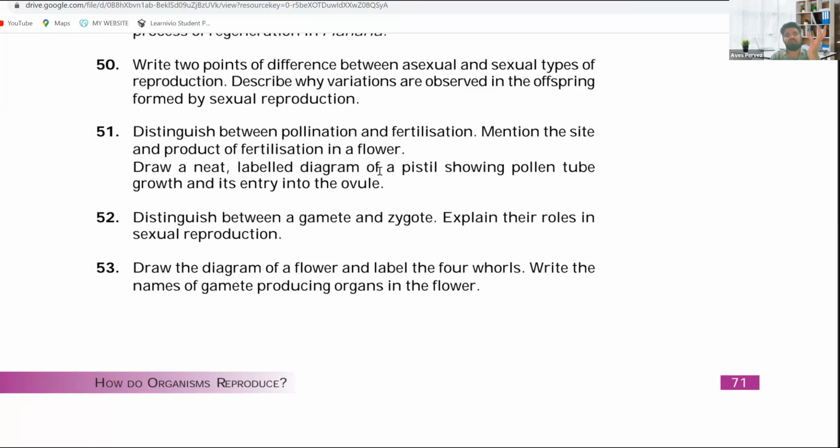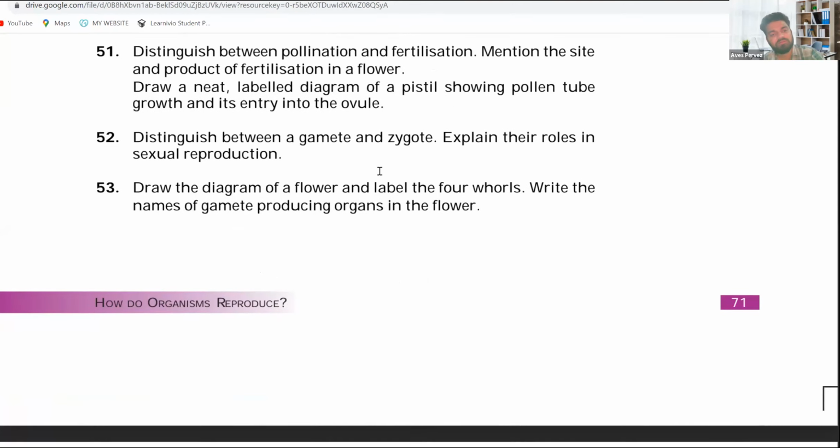Gametes play a very important role: they fuse together and help in the transmission of characters, half from the male parent and half from the female parent. You can write the answer this way. And the zygote plays an important role, because it keeps on dividing to form an embryo, which gives rise to a new offspring.